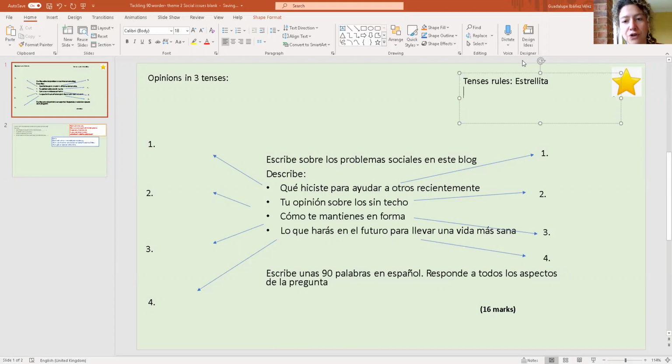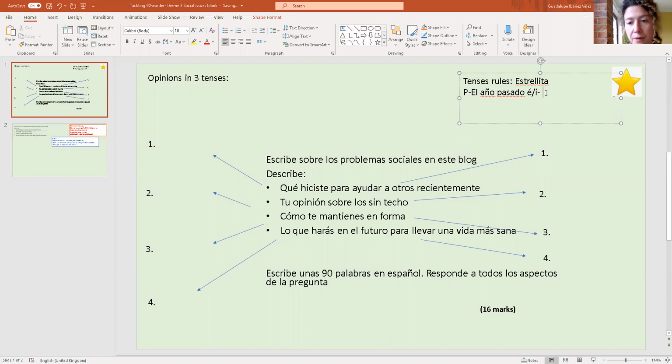I always tell you to leave some room at the top of your writing to write down the tenses rules. We go through them very frequently in our lessons, and just make a note of them. So el año pasado, hoy, normalmente, and en el futuro voy a, plus infinitivo. So el año pasado, that is going to be my past.